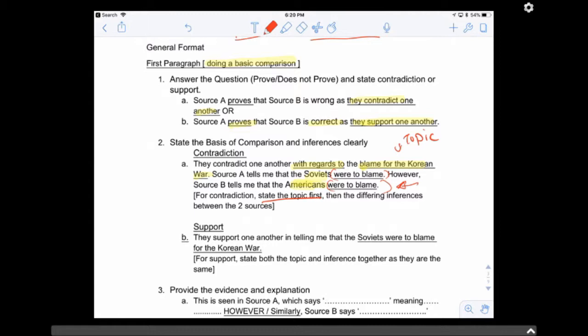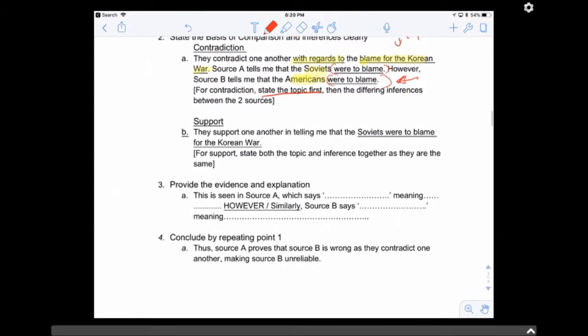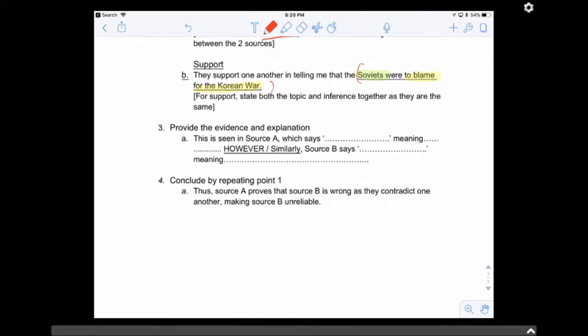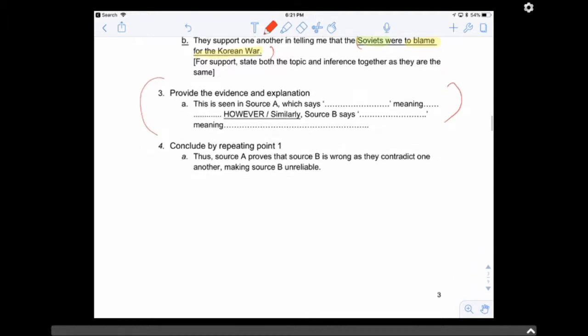Now for support, okay, because your inference is the same, so just give me the inference first. And it's the same for both, so you just need to write it once. So they both support one another in telling me that the Soviets were to blame for the Korean War. Right? Topic is who was to blame, but now your inference is that it is the Soviets. And this inference can be seen in both sources, so it is similar, so they support one another. Alright? Then next you do your basic evidence and explanation here, and finally you conclude.